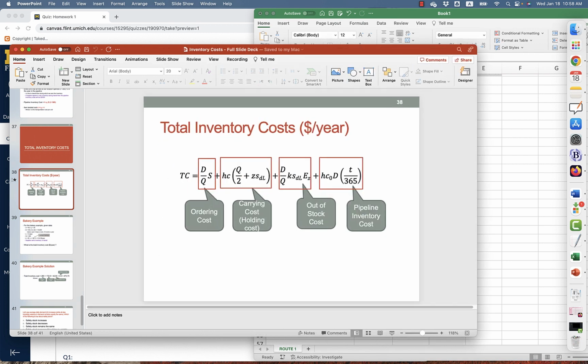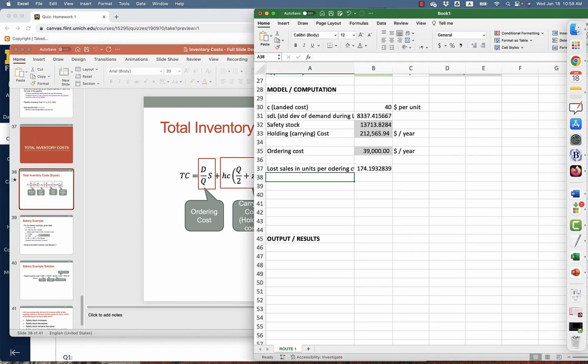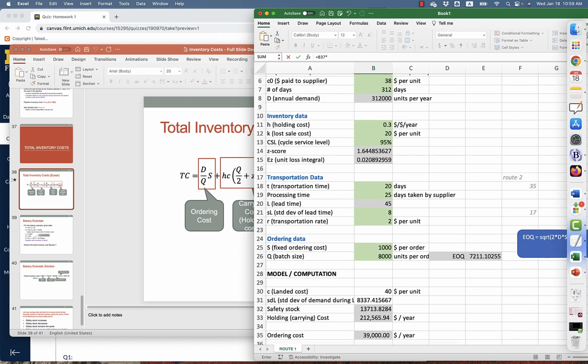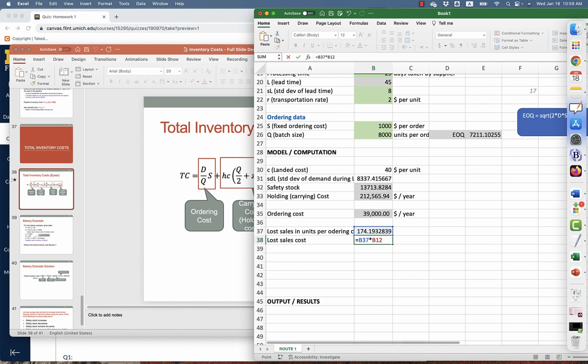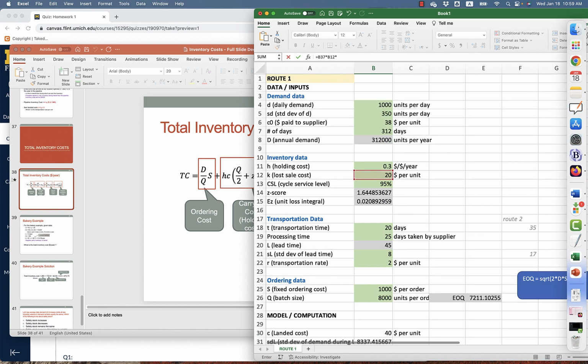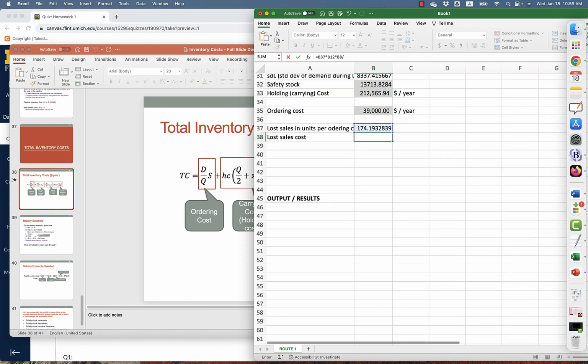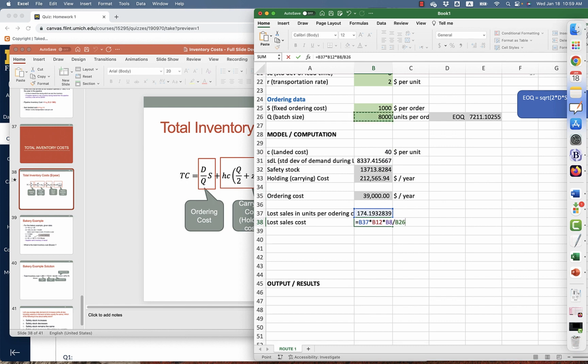That's simply what you've done, the SDL times EZ. Now you have to multiply by K and then by D over Q to get the lost sales cost. So we multiply this number by K, which is how much money we lose if we have 1 unit of lost sales, times the annual demand D divided by the batch size Q. Okay, so this is our lost sales cost with route 1.